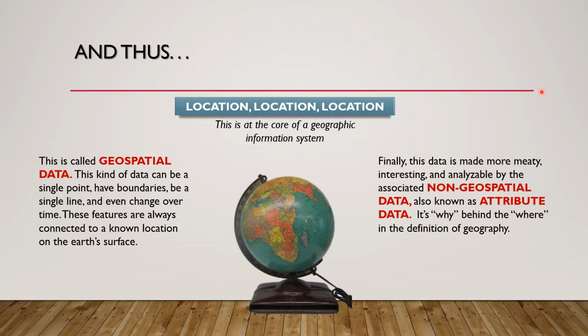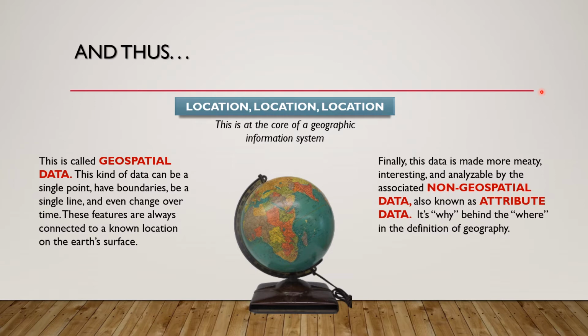Now, this is a term you're going to see a lot. It's called geospatial data. And this is data that does have a shape of some kind. It can be a single point, it can have boundaries or be a line, or it can be like a pixel of a photograph. And all of these kinds of geospatial data will have information attached to them.